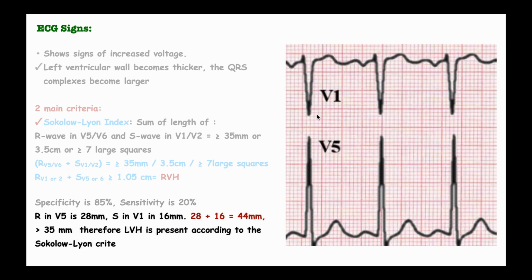So when we add V5 plus V1, what we are getting is 44 millimeters. In V5 we had 28 millimeters, then in V1 we had 16 millimeters, and so when we add, we are going to get 44 millimeters, which is more than 35 millimeters. Therefore, left ventricular hypertrophy is present according to the Sokolow-Lyon index.